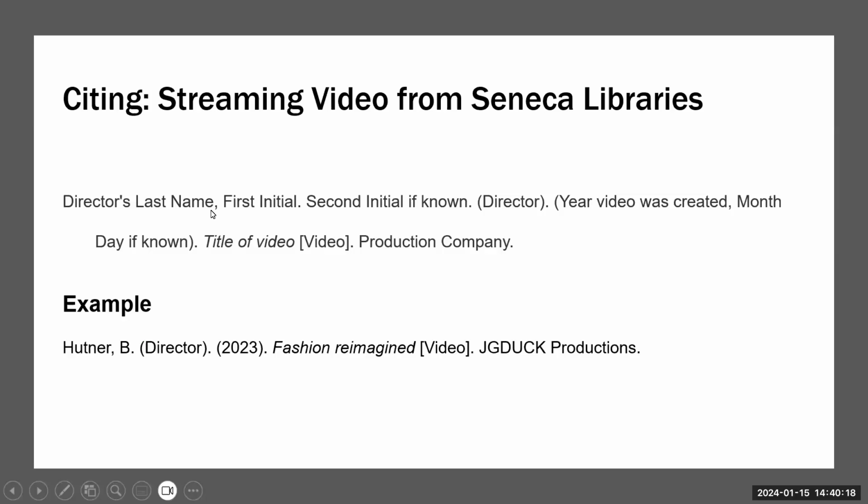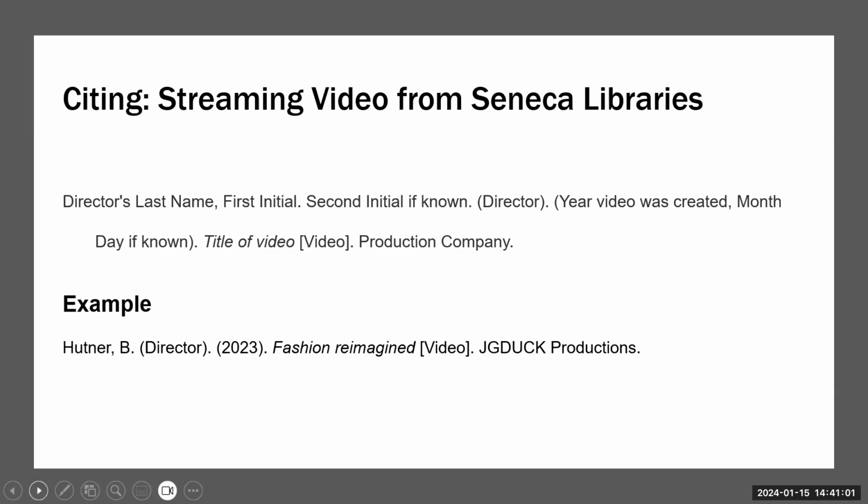In this case, you have the director's name, comma, first initial, period, second initial, period, director in brackets, year, the video was created in month and day, if known, period, title of the video, and that's italicized, square brackets, video, so your faculty knows exactly what you're talking about, and the production company. And that particular streaming video is Hutner, B., director, 2023. I don't have any other information. Fashion Reimagines, the title of the video, it's italicized. Video in square brackets, and then the production company.